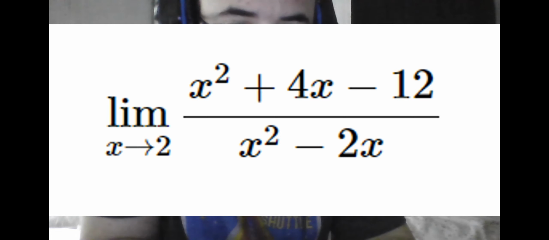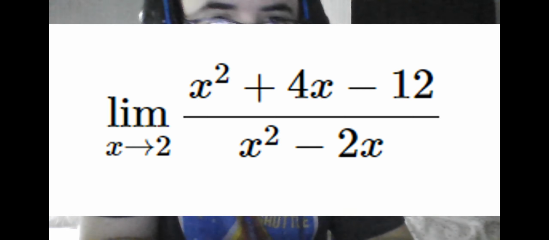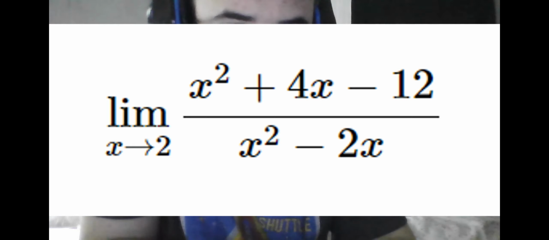Hello everyone, in this tutorial video I'd like to explain how to evaluate limits of functions that are not well behaved at the point specified. For example, if we are asked to evaluate the limit as x approaches 2 of (x squared plus 4x minus 12) all over (x squared minus 2x), we would see if we tried just evaluating the function directly, we would get 2 squared is 4, 4 minus 2 times 2 is 4 minus 4, 0 in the denominator. So you'll have to figure out a different type of technique to compute the limit.